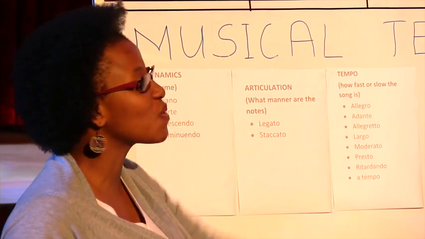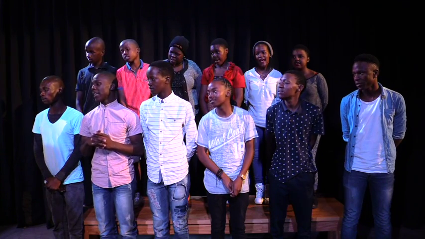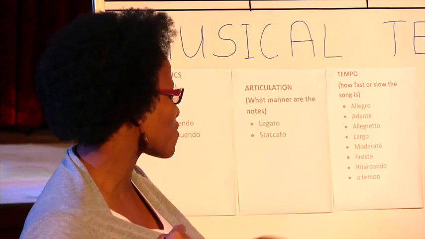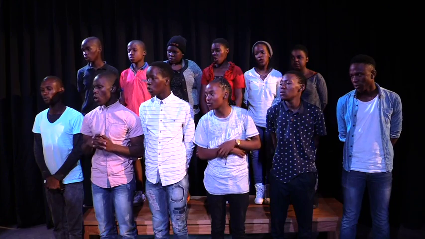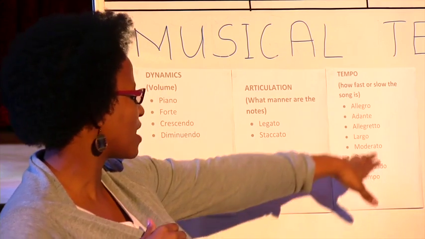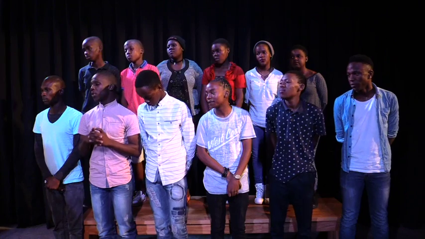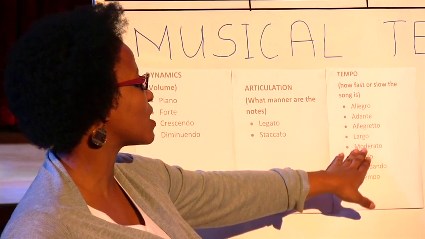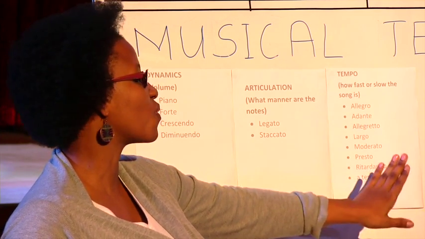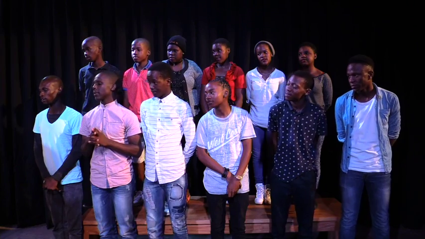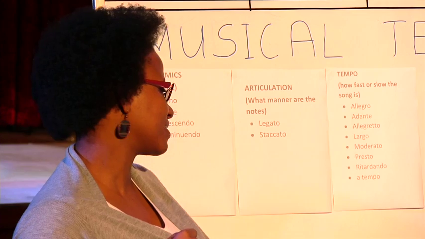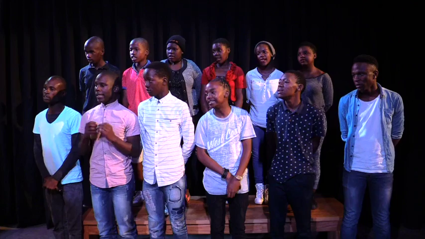Good. Allegretto means? Fast, but not as fast as allegro. Yes, so allegretto is fast, but not as fast as allegro. Largo means? Slow and spacious. So the notes have space in between. Okay, and moderato is moderate speed. Moderato, it can be like andante. Okay, and then we have presto, which means very fast. Good. Ritardando is gradually getting slower. Yes, and a tempo means in tempo.